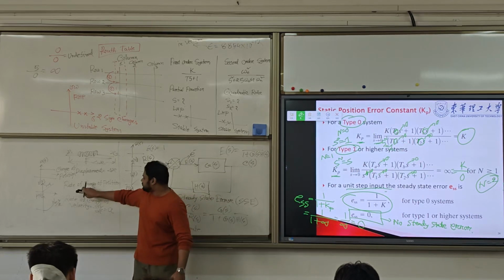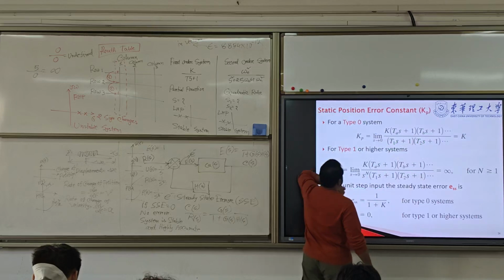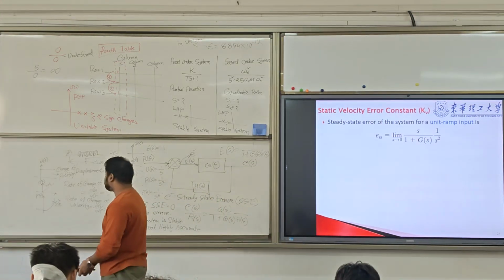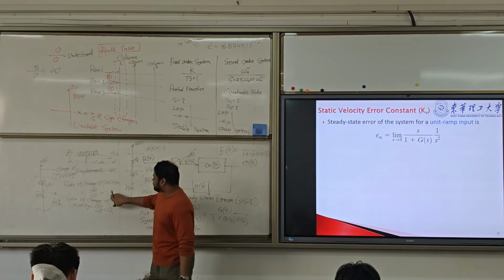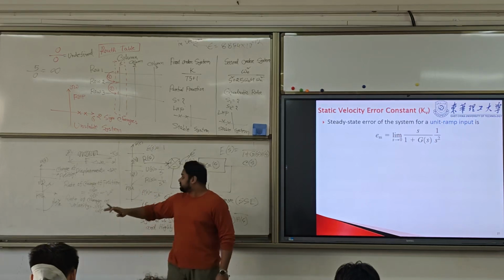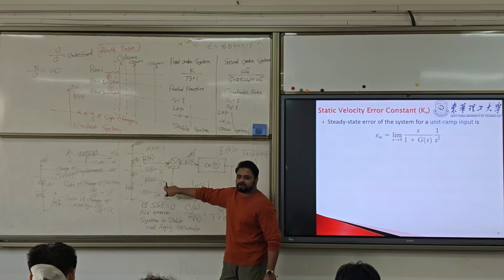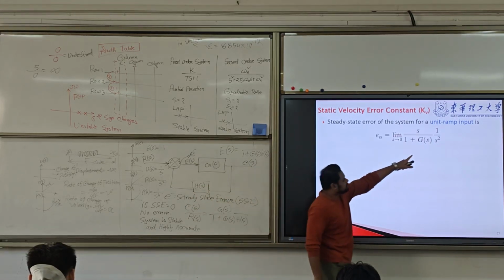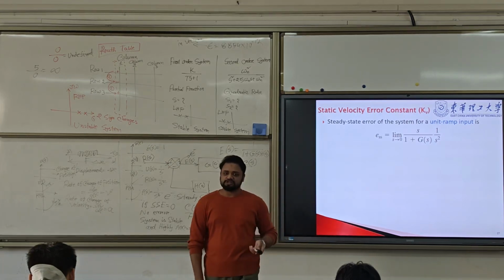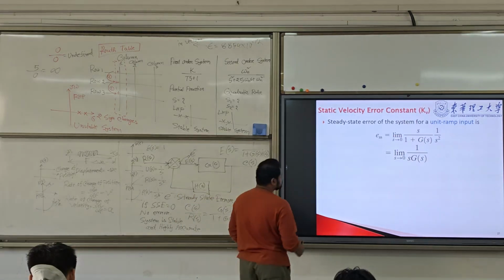Now we will find out Kv, the static velocity error constant. Now for Kv, which input? For V, which input? R(t), ramp input. And the ramp input, what is the ramp input? 1 by S squared. So R(s) will change. Now the input will change. So if R(s) is 1 by S squared, then what will happen?